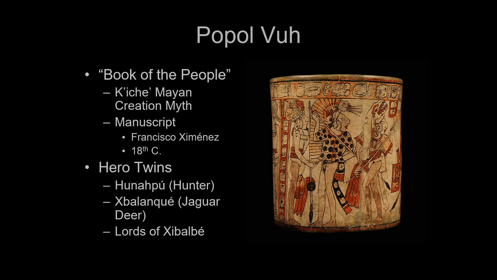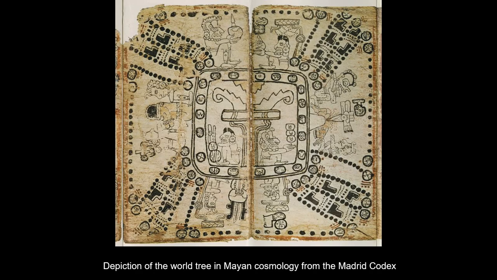The Popol Vuh tells the story of the creation myth, but it's principally focused on the hero twins. The hero twins are Hunahpu and Xbalanque, or Hunter and Jaguar Deer, and their conflicts with the lords of Xibalba. So it begins with an account of creation, and here we need to talk about the Ceiba Tree.